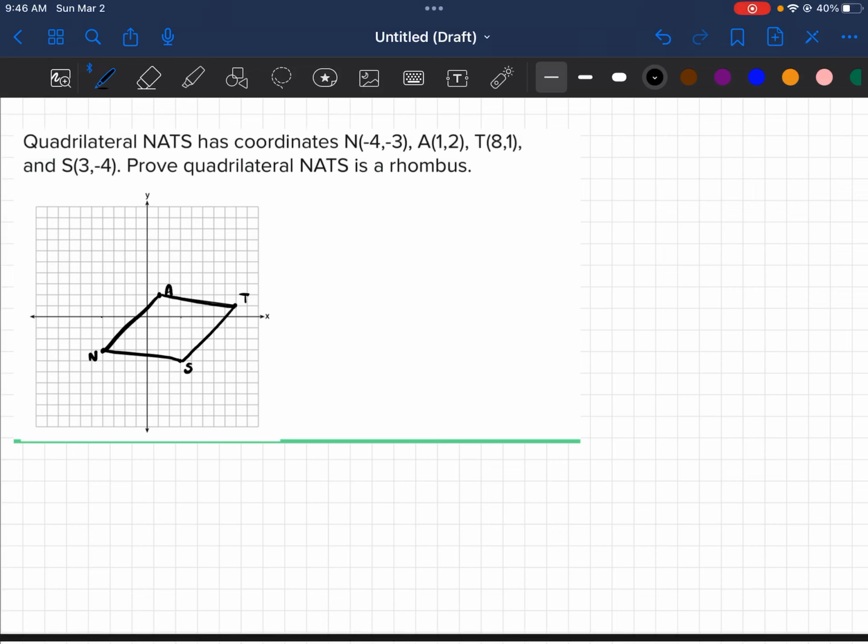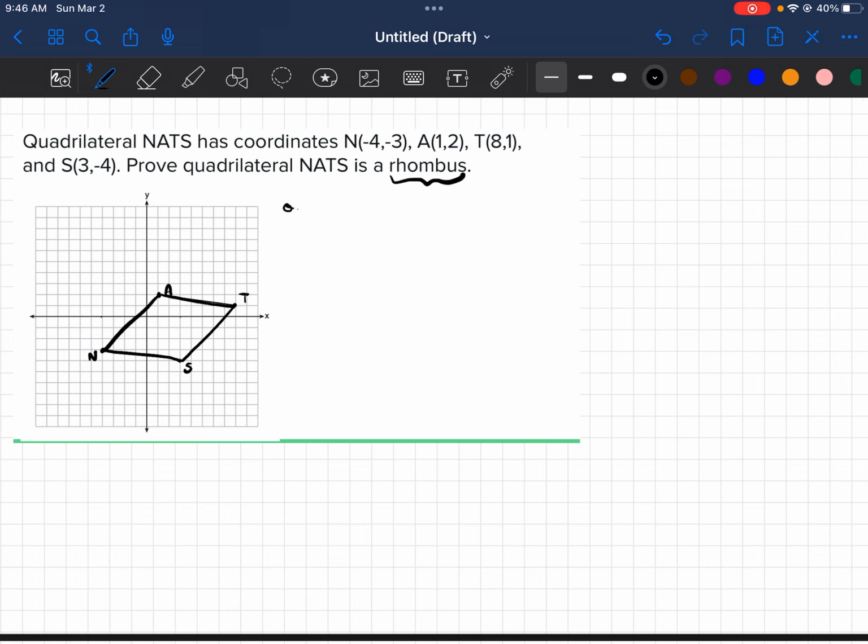Quadrilateral NATS has coordinates of N, A, T, and S there. And you need to prove that this quadrilateral NATS is a rhombus. So the first thing that I'm going to do is make sure I graph those points, N, A, T, S, and connect it. So that is my rhombus.